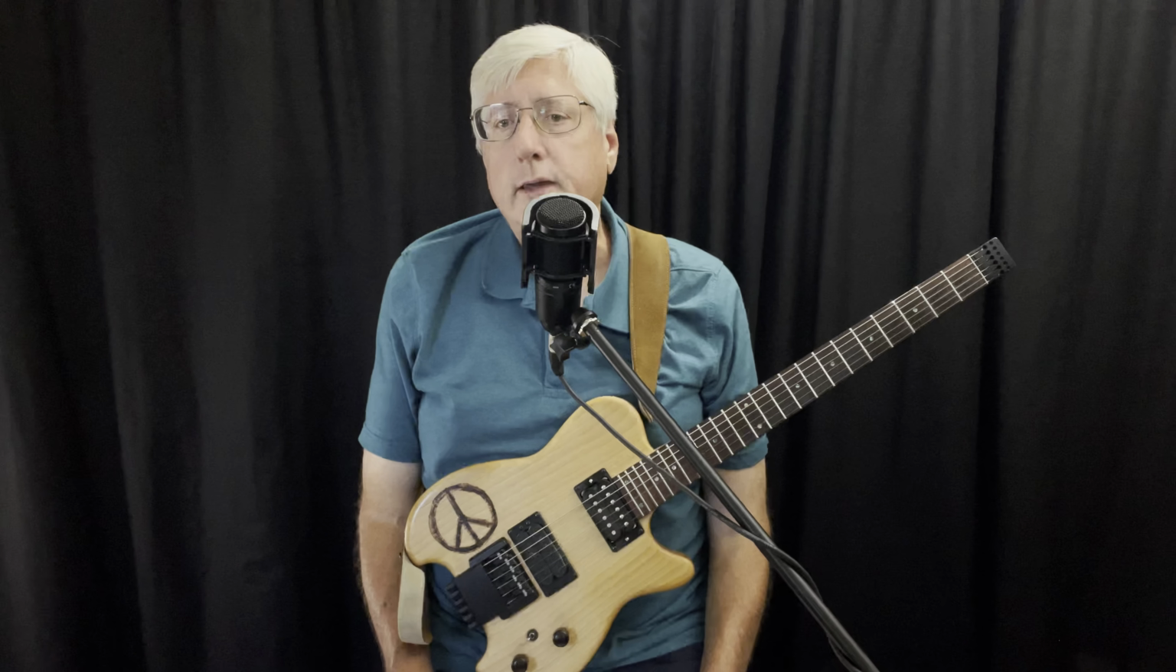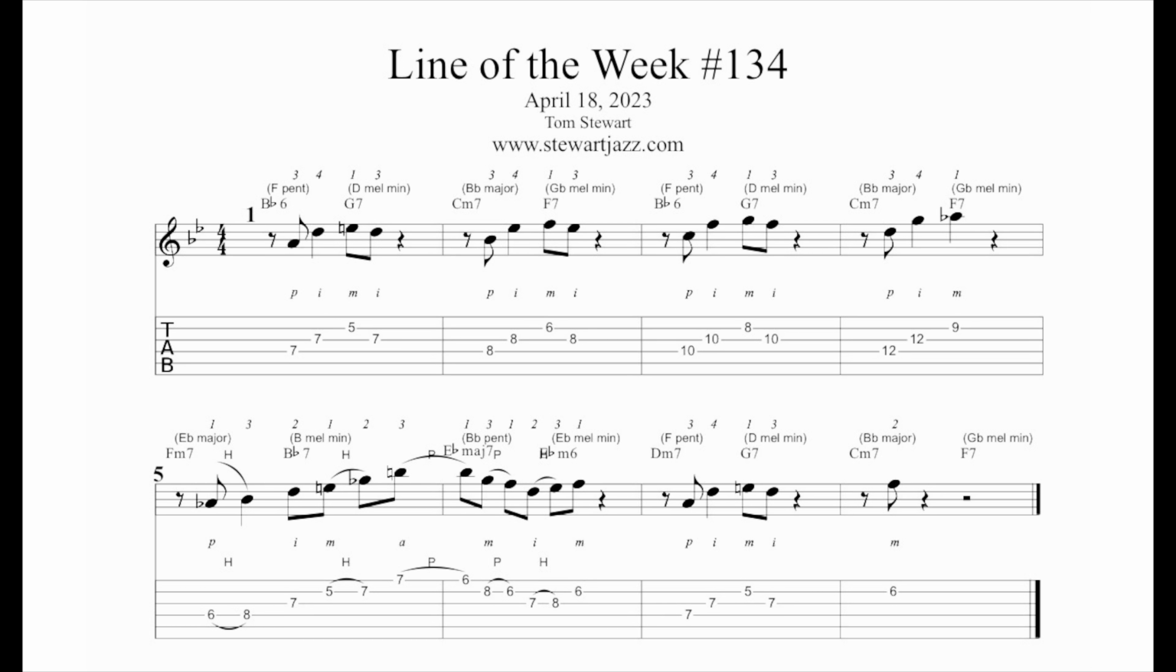This Line of the Week is based on the A section of rhythm changes. So that we're all on the same page, here are the chords to the progression. The chords are B flat 6 to G7 to C minor 7 to F7 to B flat 6 to G7 to C minor 7 to F7 to F minor 7 to B flat 7 to E flat major 7, E flat minor 6, D minor 7, G7, C minor 7, F7.